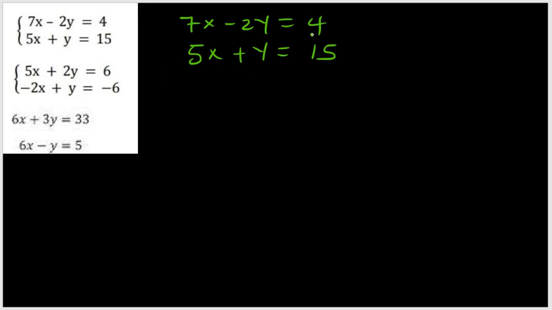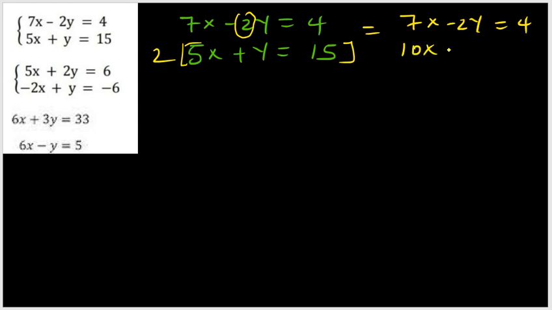Which one is preferable from this equation? The y's are easy to make the same, because here it's 2, here it's 1. So the second equation can be multiplied by 2 on each side. The first as it is, 7x minus 2y is equal to 4, and the second multiplied by 2 will be 10x plus 2y is equal to 30.